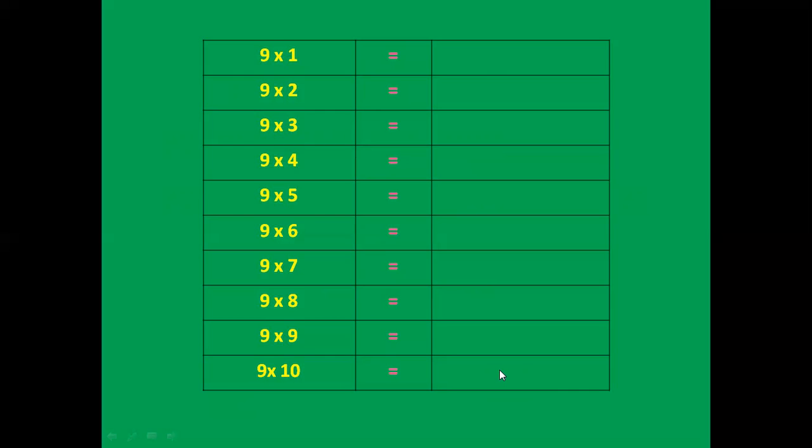Read like this when the teacher asks you to read the table of 9. So read, write like this: 9 1s are 9, 9 2s are 18, 9 3s are 27, 9 4s are 36, 9 5s are 45, 9 6s are 54, 9 7s are 63, 9 8s are 72, 9 9s are 81, and 9 10s are 90.